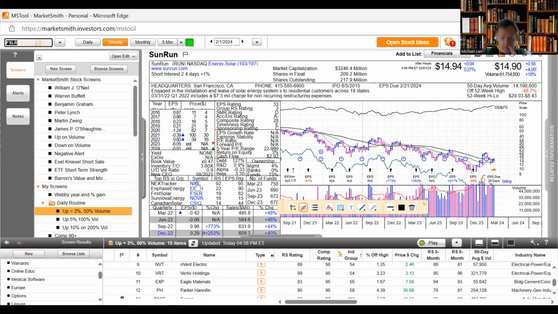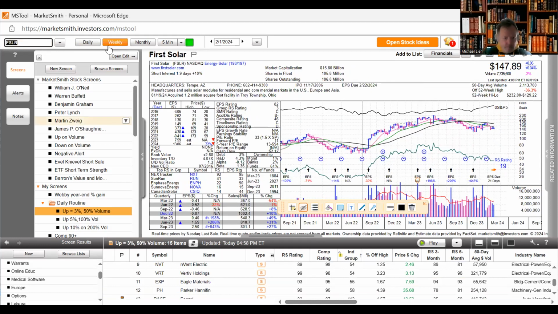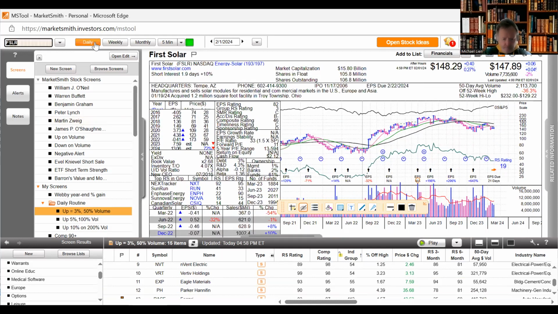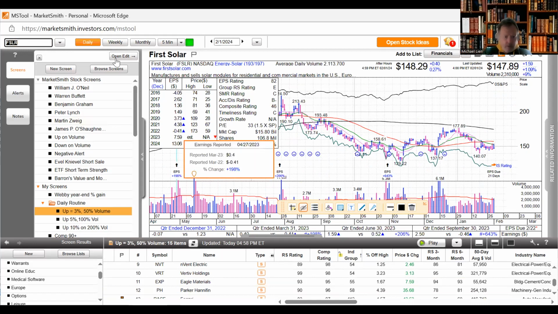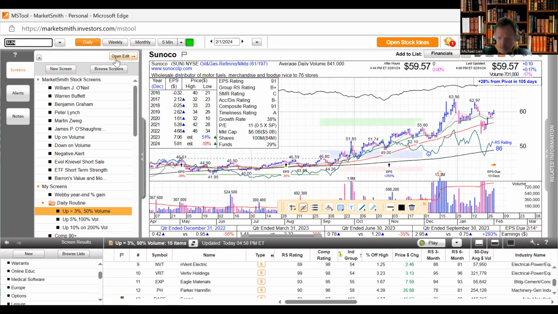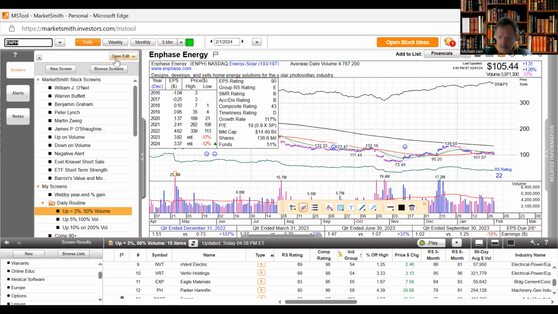First Solar. First Solar tried to move and pulled right back down. Sun did move up a little bit, up 0.17%. Enphase was a big leader during the pandemic, but it has come back down quite a bit, up 1.26%.